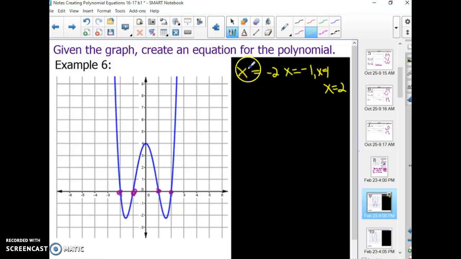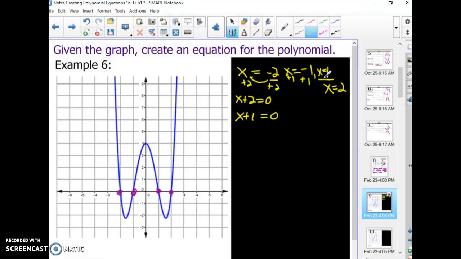So I want to move my -2 from this side to that side. So I'm going to add 2 to both sides. So I get X plus 2 is equal to 0. I want to add 1 to both sides. So I'm going to get X plus 1 is equal to 0.